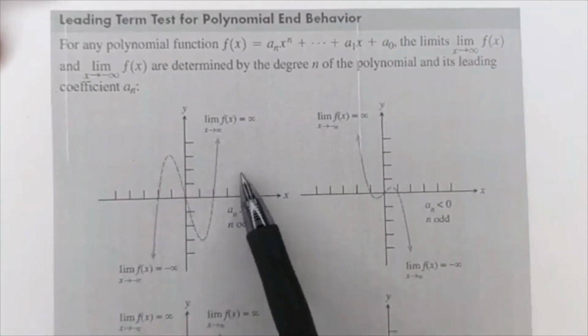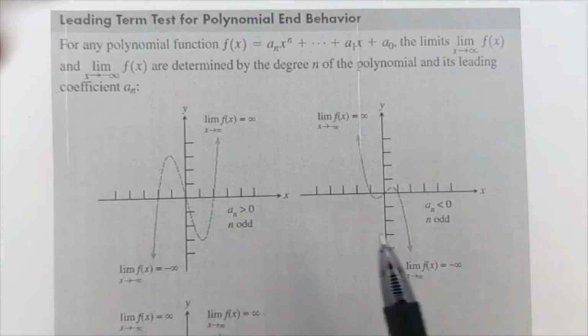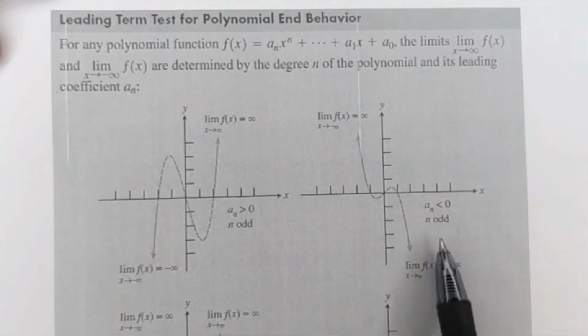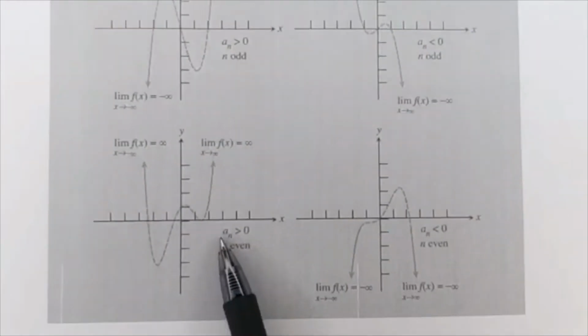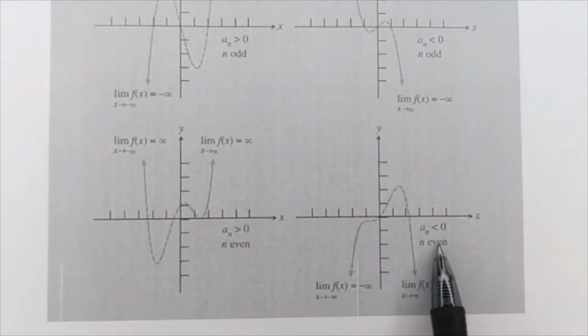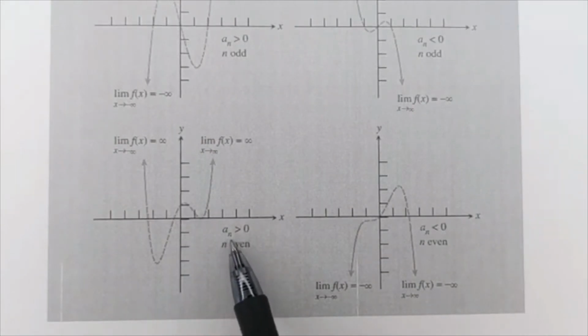So this shape, you have a positive leading coefficient and an odd exponent. Over here, negative leading coefficient, odd exponent. Here you have positive and even. Here you have negative and even. So these dashed parts here, the shape of the dashed part depends on what that power is.